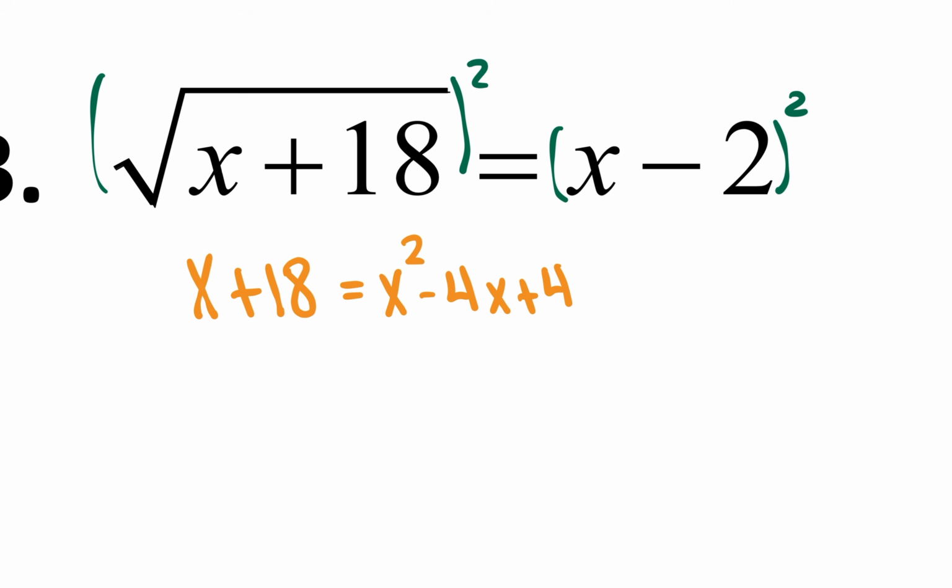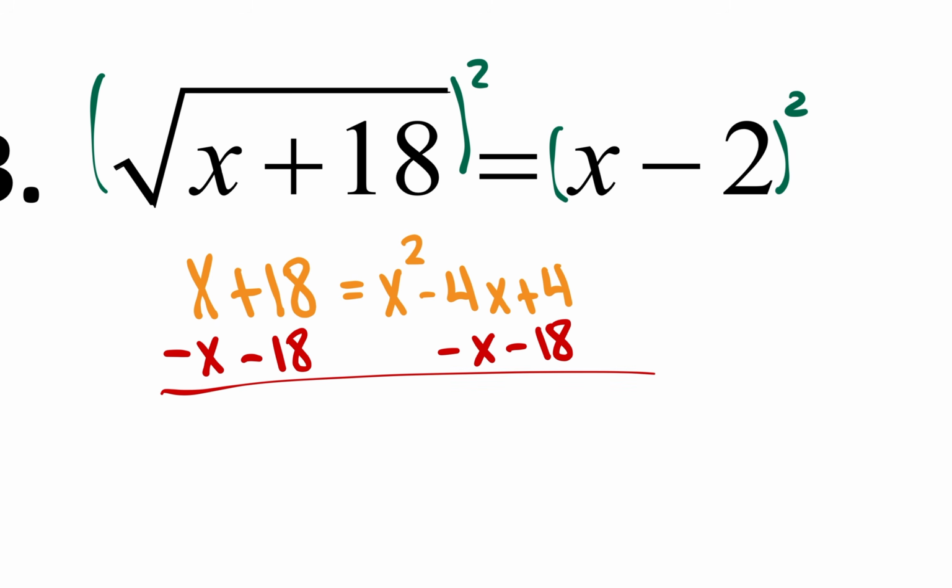Then I will move all terms to the side that contains the x squared. In this case scenario, I will move all the terms from the left to the right. So I will subtract x. I will subtract 18 on both sides. On the left-hand side, this will turn into a 0. And on the right-hand side, we're left with x squared minus 5x minus 14.